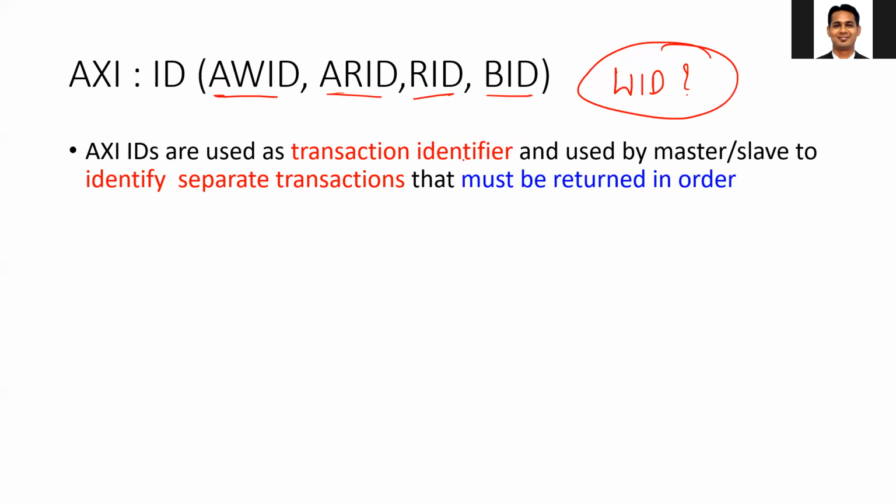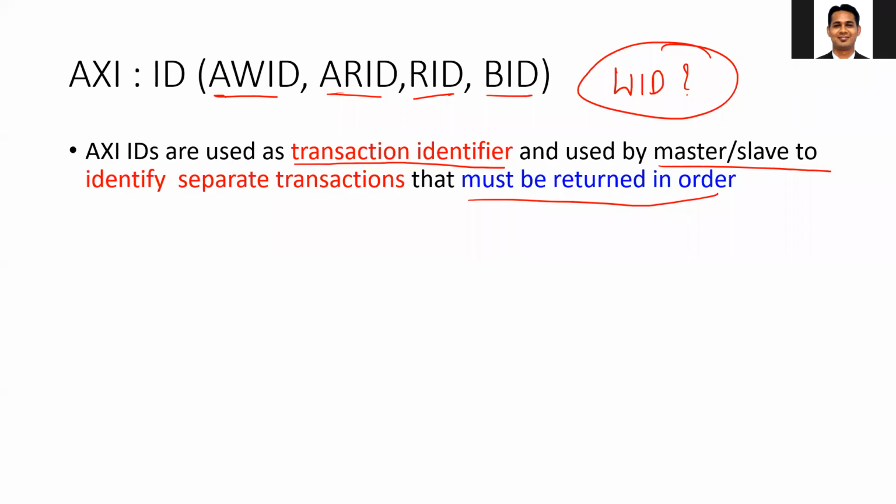So AXI IDs are used as a transaction identifier. That means they are able to identify every transaction, for example in the write transaction. If there are multiple write transactions, the ID is used to identify the transaction. It is used by the master and slave to identify separate transactions that must be completed in order. So you can have the same ID for multiple transactions. Okay, this is allowed.